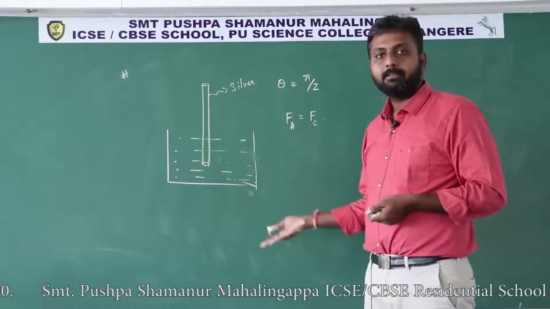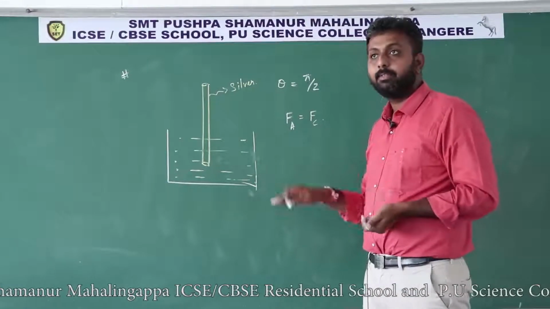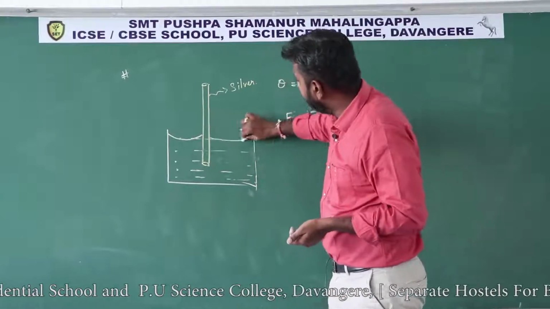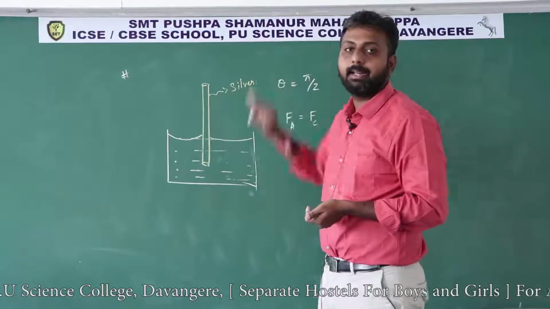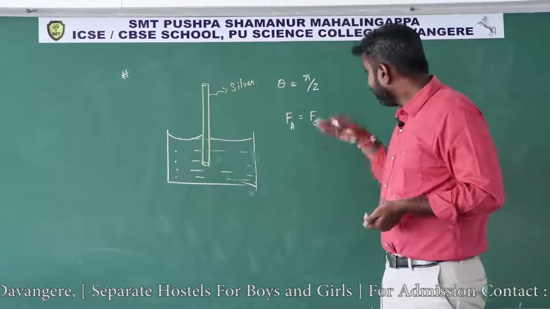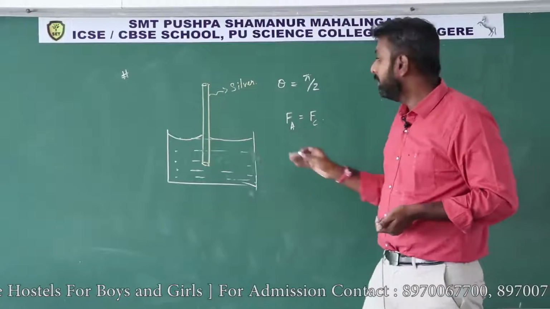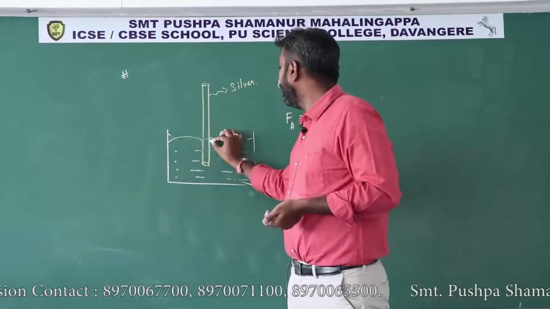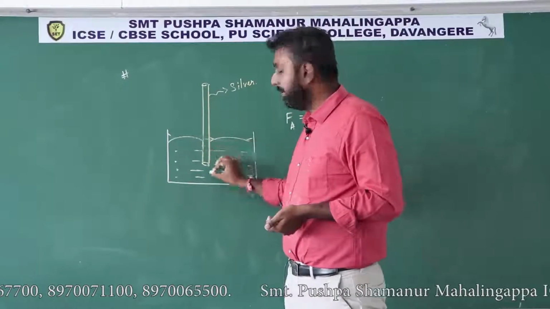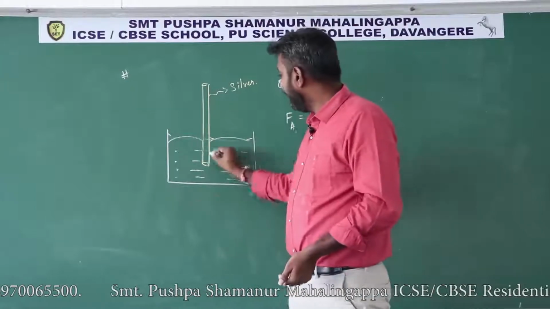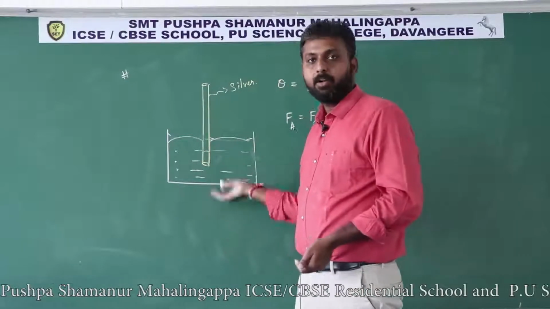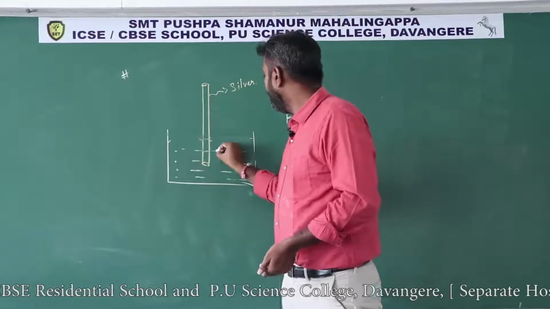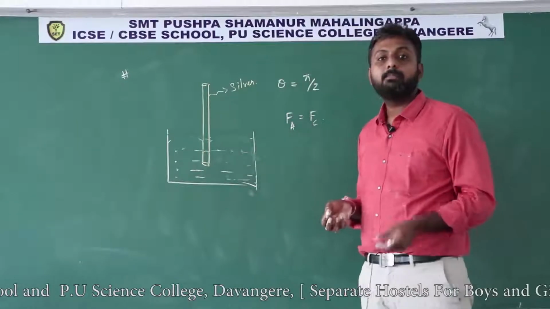And you have studied in the last examples, if the force of adhesion is greater, then what happens? It will form a concave shape here, and the liquid level will rise. If the force of cohesion is more, then it forms a convex shape here. The liquid level will fall, and here also it will have a convex meniscus. But in this case, if we use a silver capillary tube, we found that the angle of contact becomes 90 degrees.